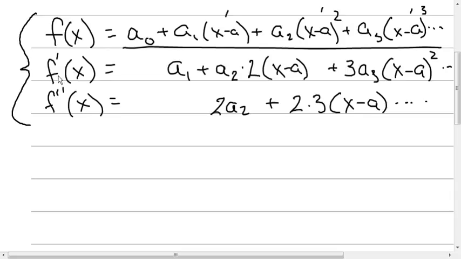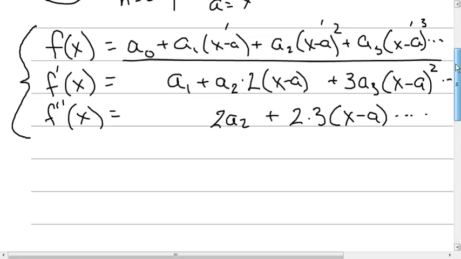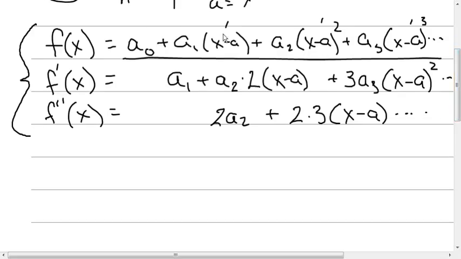How are we going to do this? Well, we're going to have to make an assumption. What we're going to say is that at the point where x is equal to a, that's a perfectly valid point, we can do that.